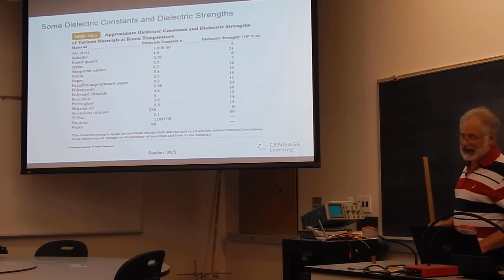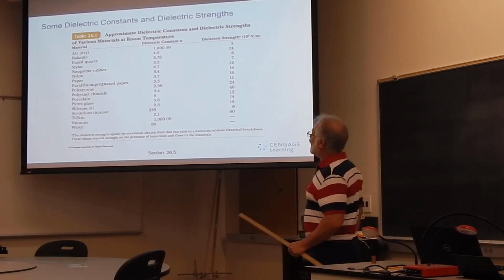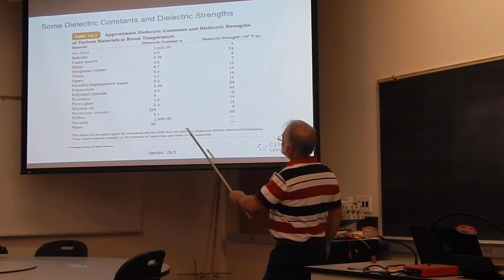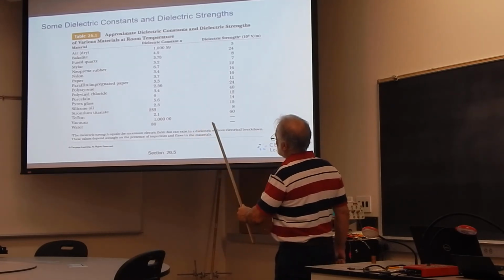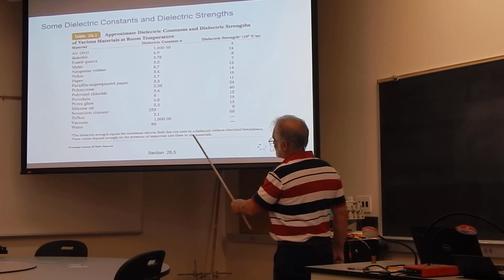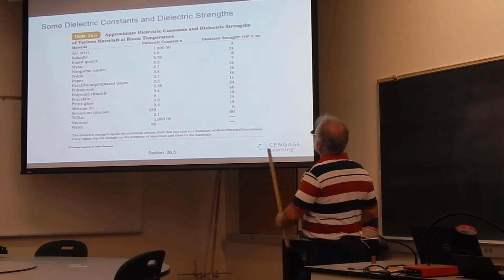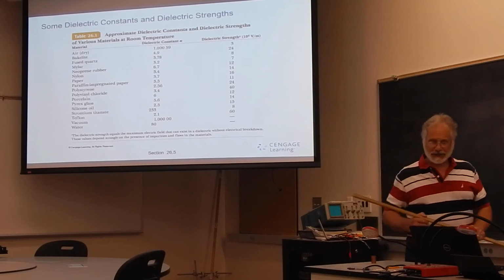Here's a typical chart of dielectrics. Air, of course, has a dielectric constant of 1. Other substances, we have things like quartz and mylar, rubber, nylon, paper, paraffin. All these things are used, as well as things like Teflon and silicone oil. All tend to increase the capacitance of the capacitor.